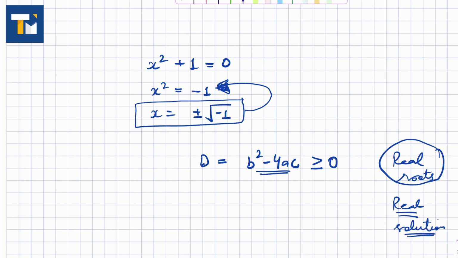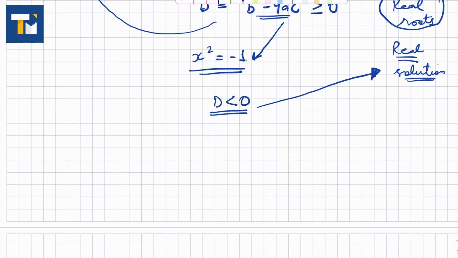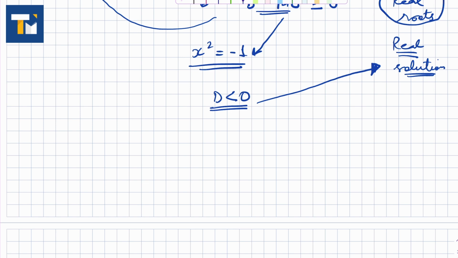But here in this equation, x squared is equal to minus 1. That means if we calculate our D, it is coming to be less than 0, which is not possible because then we will not have any real solutions. So what is the solution to this problem? What do you think? So all the mathematicians came together, not literally, but over time, and devised a new term.